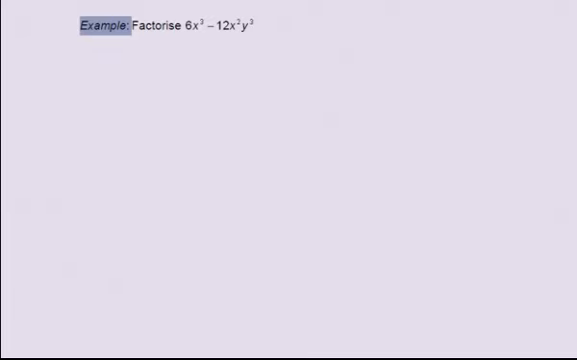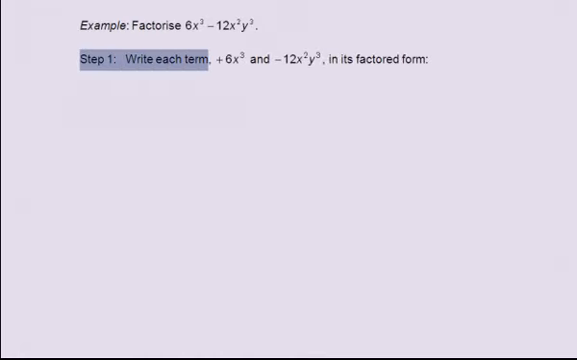Let's do an example to illustrate this. Factorise 6x cubed minus 12x squared y cubed. Let's look at step 1. Step 1 asks us to write each term, plus 6x cubed and minus 12x squared y cubed, in its factored form. So breaking down plus 6x cubed, the sign is plus. 6 is 2 multiplied by 3 in prime factor form. And x cubed is x times x times x.